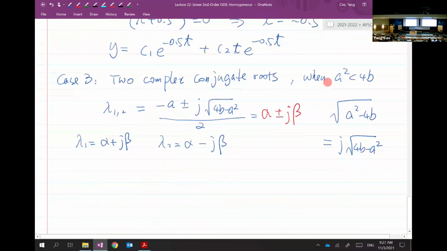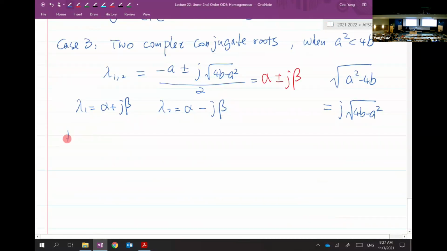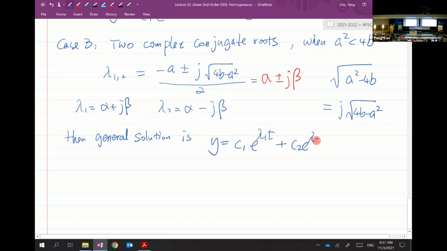So technically, you could say, okay, then the general solution is y equal to c1 e to the power lambda 1t plus c2 e to the power lambda 2t. Okay, so you're using exactly the same approach, and that means it's c1 e to the power of alpha plus j beta times t, plus c2 e to the power of alpha minus j beta times t. You create a general solution exactly in that fashion.